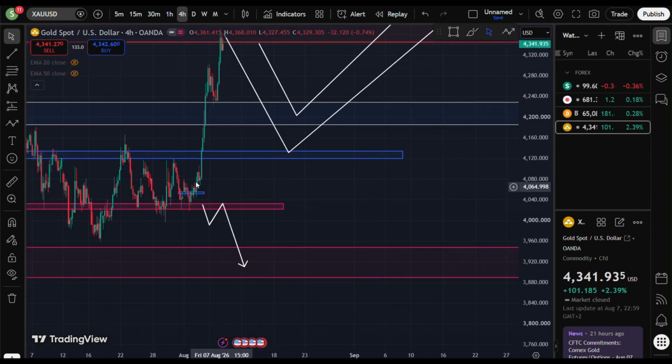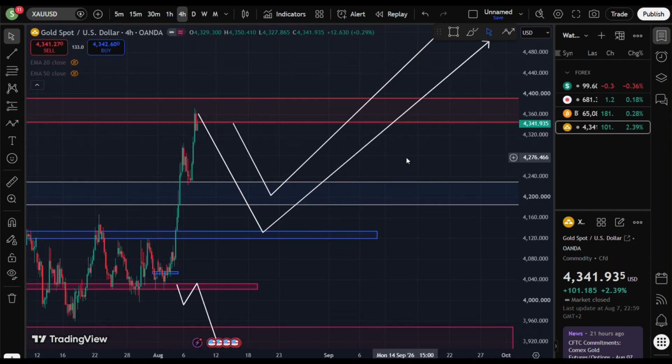As long as price is between 4,120 and 4,025, this area, I'm not going to take anything. But if price is here, I'm going to sell. Price is here, I'm going to buy, because I'm expecting a weaker DXY. So that was all about it.